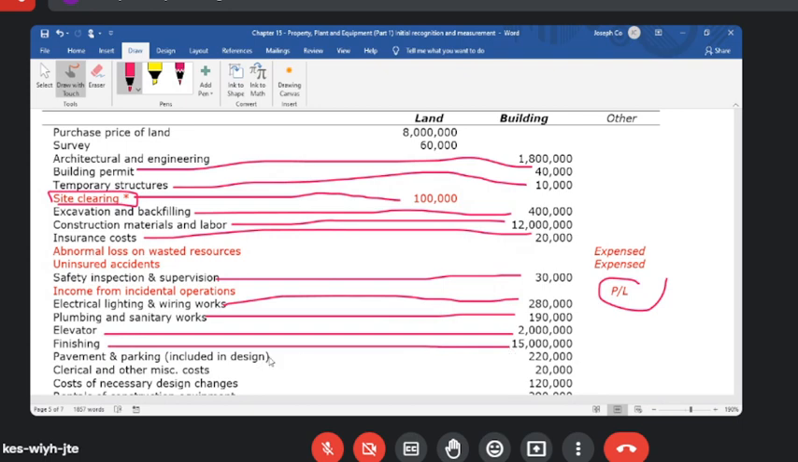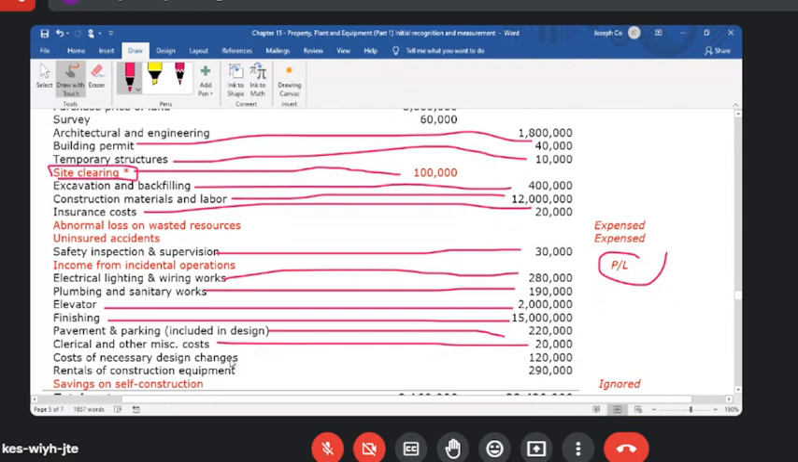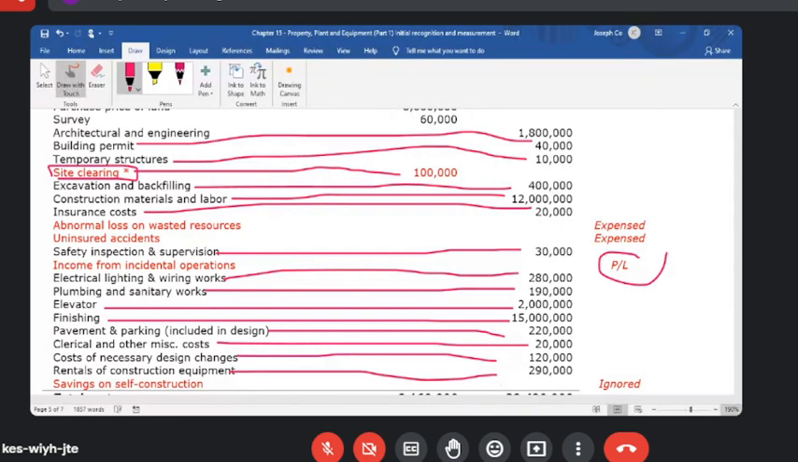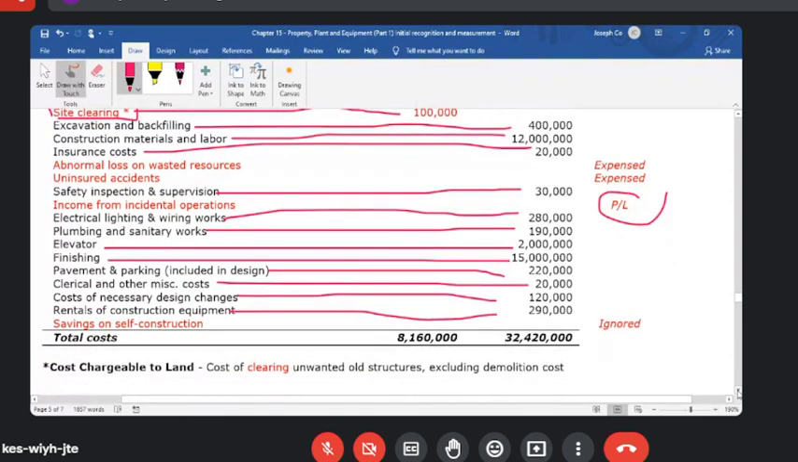Pavement and parking, building, kasi kasama siya sa blueprint. Clerical and other miscellaneous costs, building. Cost necessary for design change, building. Rental, construction, building. Savings, ignore. Answer, 8 million and 32 million.